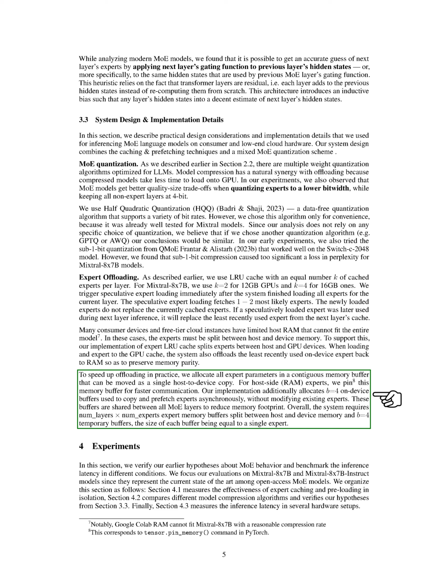To speed up offloading in practice, we allocate all expert parameters in a contiguous memory buffer that can be moved as a single host to device copy. For host-side RAM experts, we pin this memory buffer for faster communication. Our implementation additionally allocates 4 on-device buffers used to copy and prefetch experts asynchronously, without modifying existing experts.